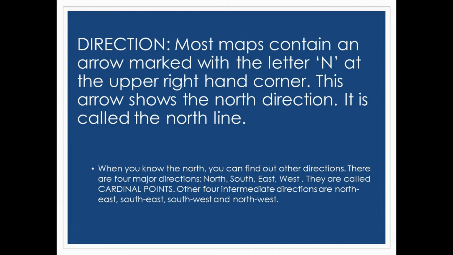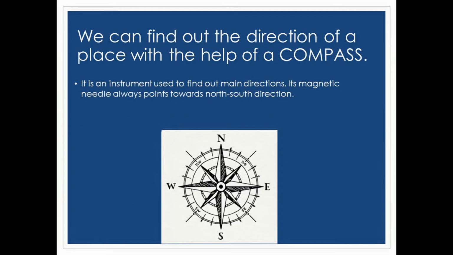There are four major directions: north, south, east and west. These are called cardinal points. Other four intermediate directions are northeast, southeast, southwest, and northwest. We can locate any place more accurately with the help of these intermediate directions. We can find out the direction of a place with the help of a compass. It is an instrument used to find out main directions. Its magnetic needle always points towards north-south direction.